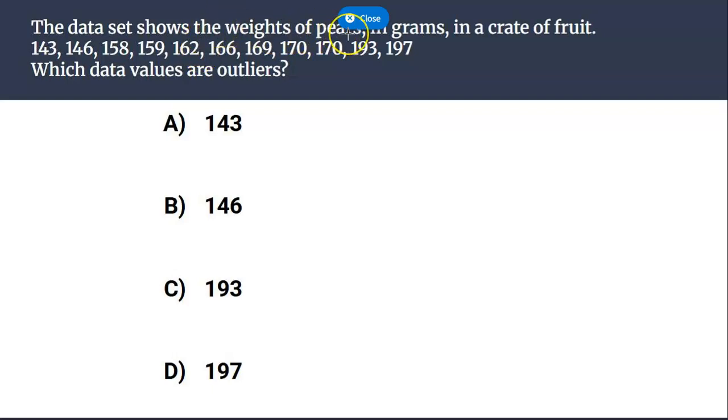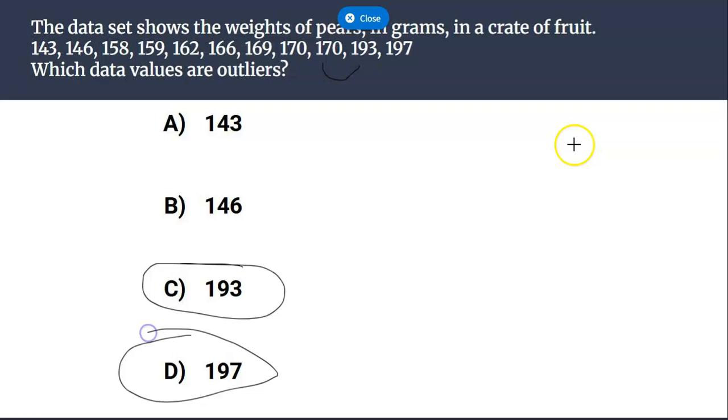So we have this data set showing here the weights of pears in grams in a crate of fruit: 143, 146, 158, all the way to 197. What data values are outliers? Looking at the data set, 140s, 50s, 60s, 70s, then they make a pretty big jump to the 90s. Since there's such a big distance from the 170 to the 193, these two values here, C and D, 193 and 197, are what we call the outliers. They're outliers in that they're far away from the majority of the data. If we were to find things like the mean, it would certainly skew or alter the mean dramatically.